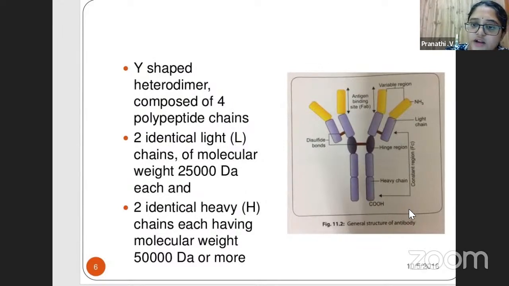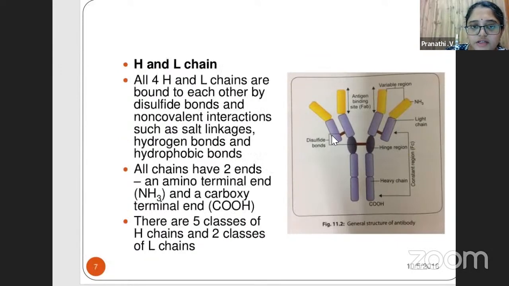And this is known as your fragment of crystallization, and this is a constant region. This yellow colored part is the variable region that is present. And now we have four chains, heavy chains and light chains, that are bound together with the help of disulfide bonds. Wherever you see, this is a disulfide bond, this is a disulfide bond, this is a disulfide bond, and you have a hinge region which will help in giving flexibility to the antibody.